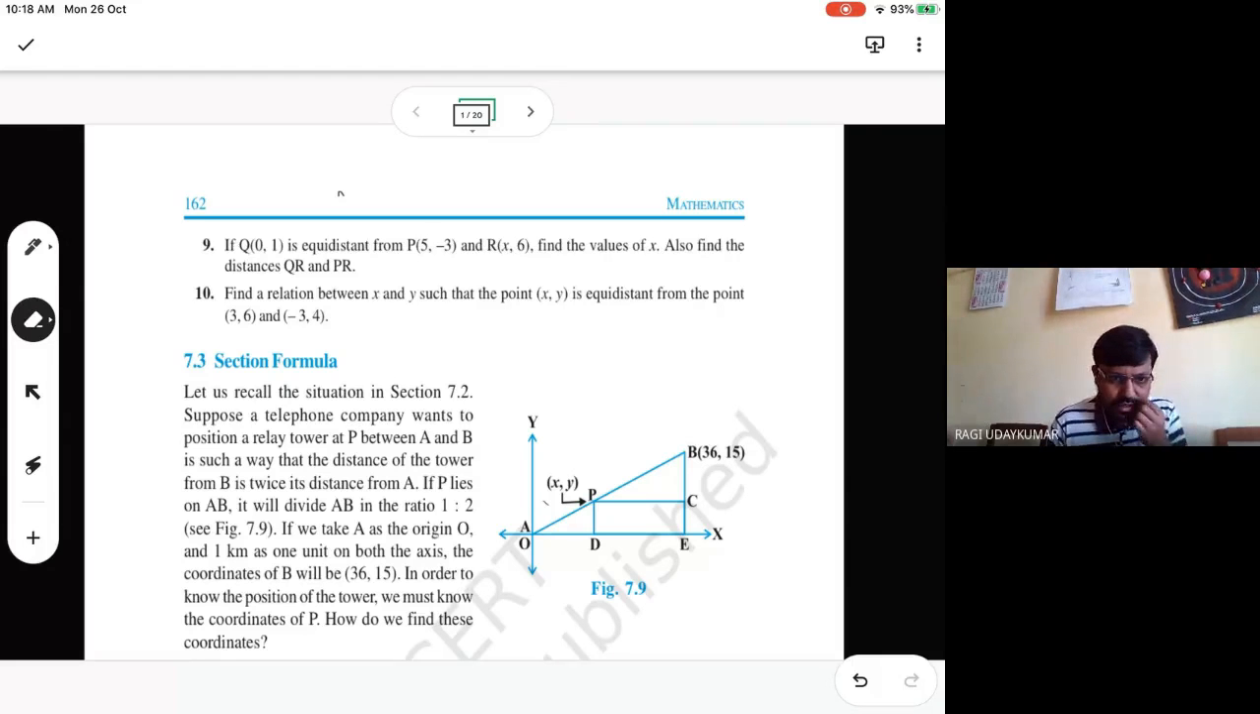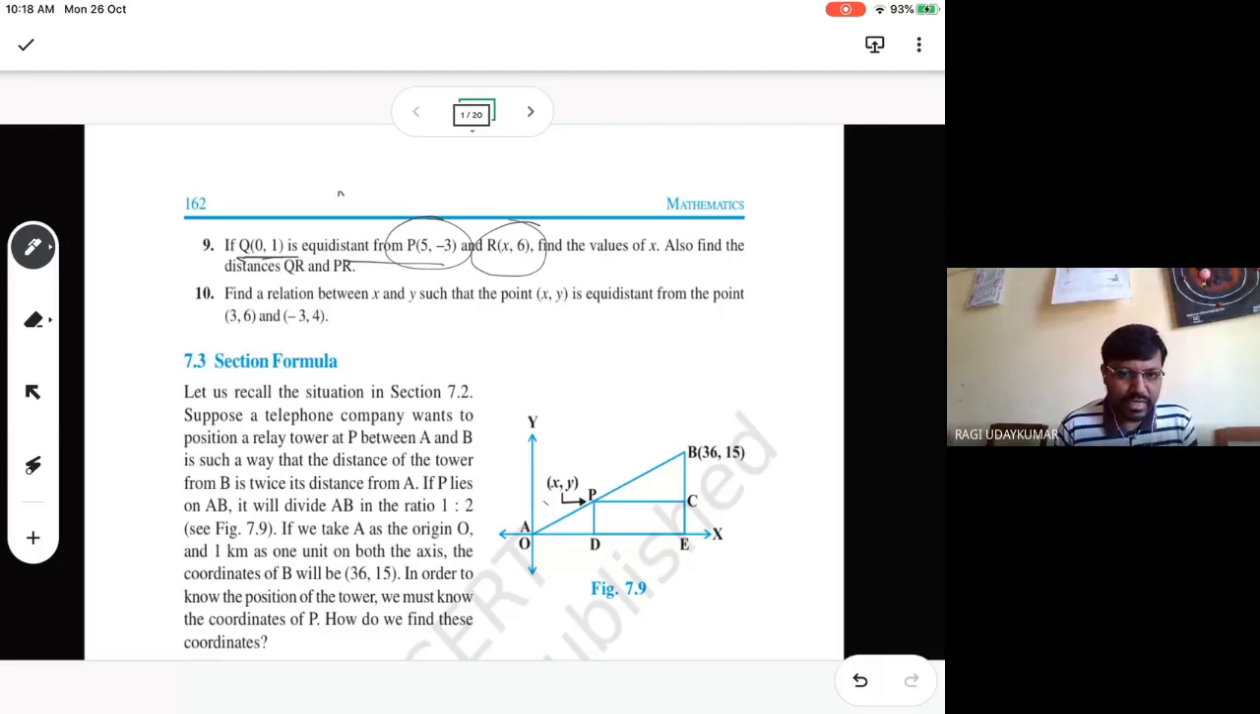Now see question number 9. Q is a point, given as (0, 1), which is equidistant from the points P and R. In R, the x coordinate is missing. Find the value of x. So Q being at equal distance from P and R means PQ is equal to QR.